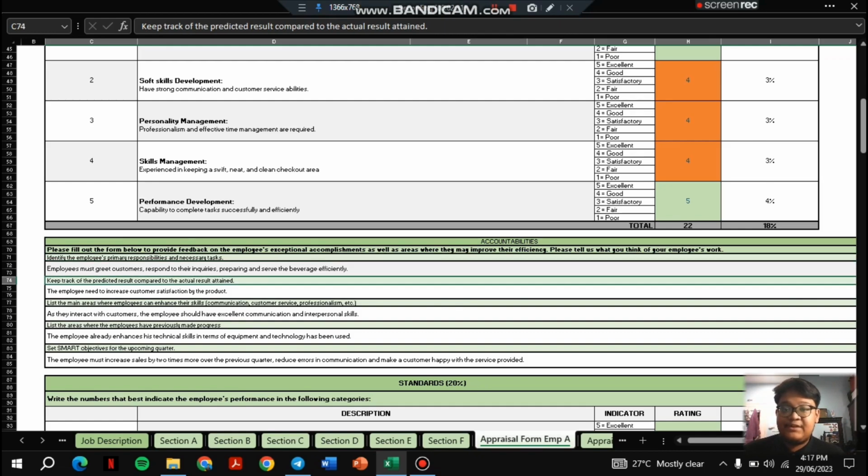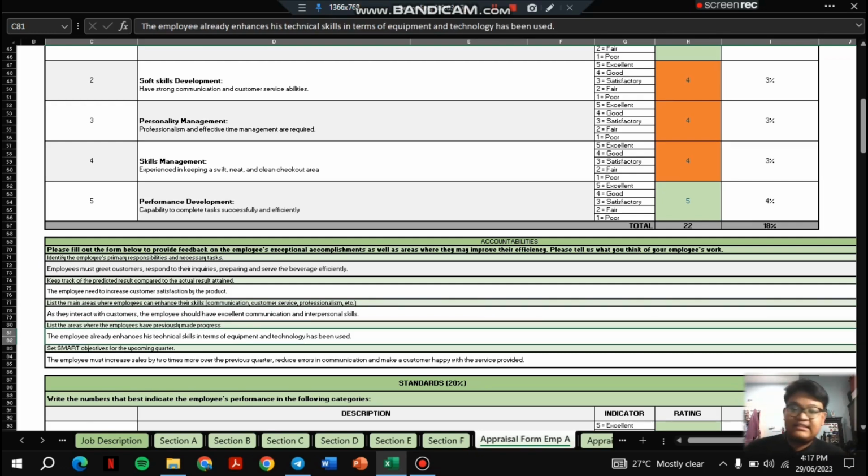So the next one is keep track of the predicted result compared to the actual result attained. This means what the employee needs to predict about their work, during the time they do the work. Next is list the main areas where the employee can enhance their skills. This means the evaluator needs to list out which skills the employee needs to improve. Next, list the areas where the employee has previously made progress. This means which skills the employee is already improving.